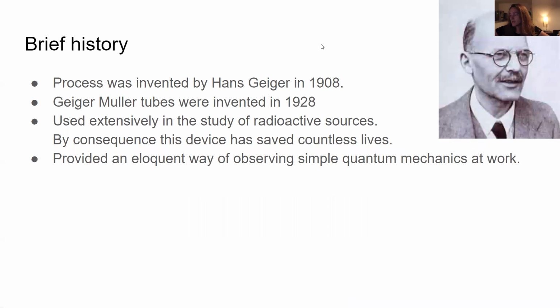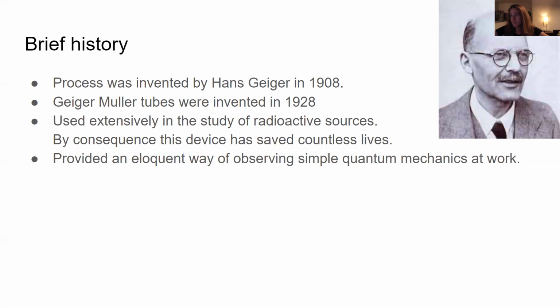And before we really dive into the technical aspect of this, I wanted to do a brief history. This whole process of detecting radiation was actually invented by Hans Geiger in 1908, and Geiger Muller tubes were later invented in 1928. These were used extensively in the study of radioactive sources, as most people know, and consequently, this device has actually saved countless lives. I would not say it's an exaggeration to say this has saved millions, if not even billions of lives due to their use in instances such as Fukushima and Chernobyl and Hiroshima.